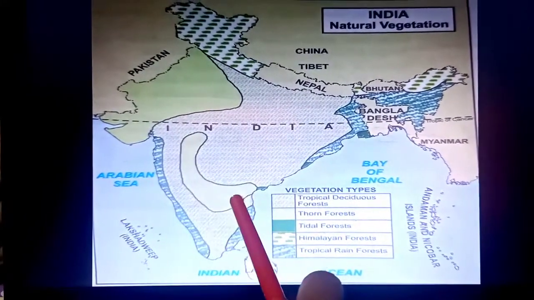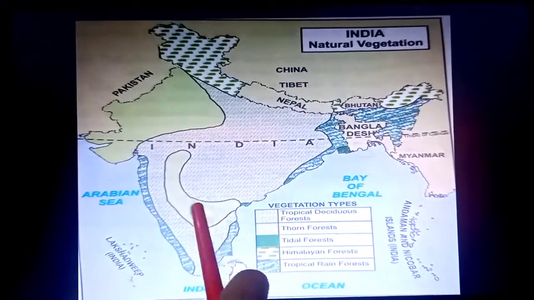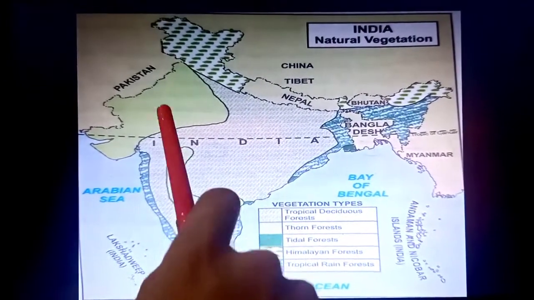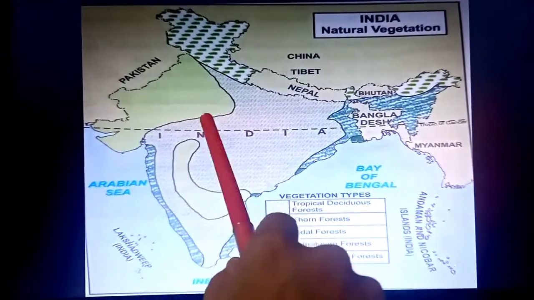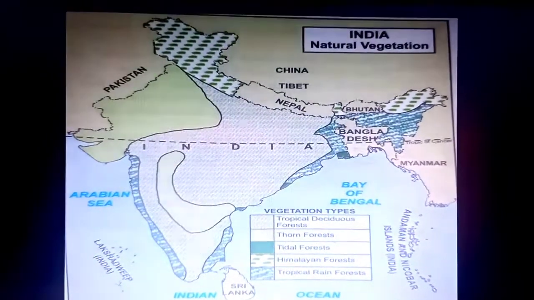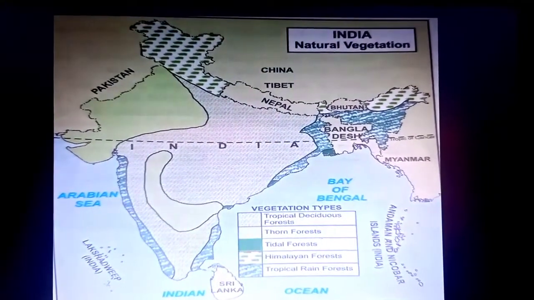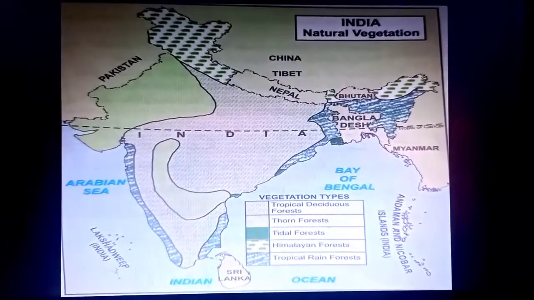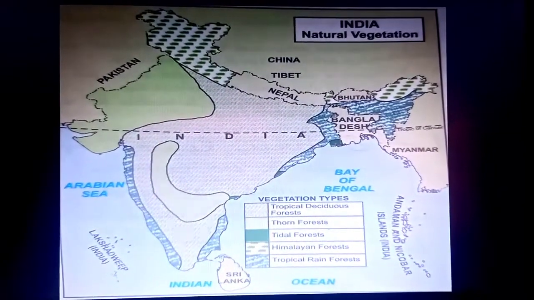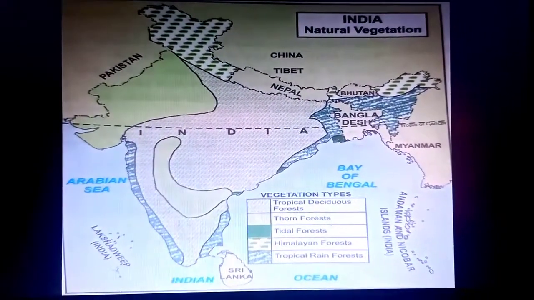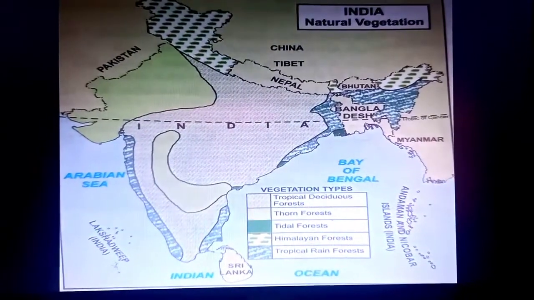This is a part of Deccan Plateau which lies to the leeward side of the Western Ghats, and this is the Thar Desert, which is again dry. And you know the reason. In the chapter climate we have learned why these zones of India are dry and they receive less rainfall, and as a result there is thorn forest.